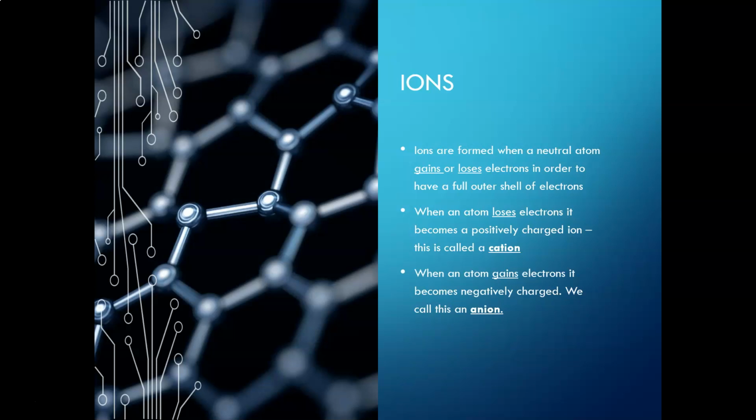If an atom gains electrons, it's now got more electrons than it has protons. It's negatively charged because electrons are negative. There's more of them, so it's got a negative charge. We call a negatively charged ion an anion. So we've got cations that are positively charged and anions that are negatively charged.